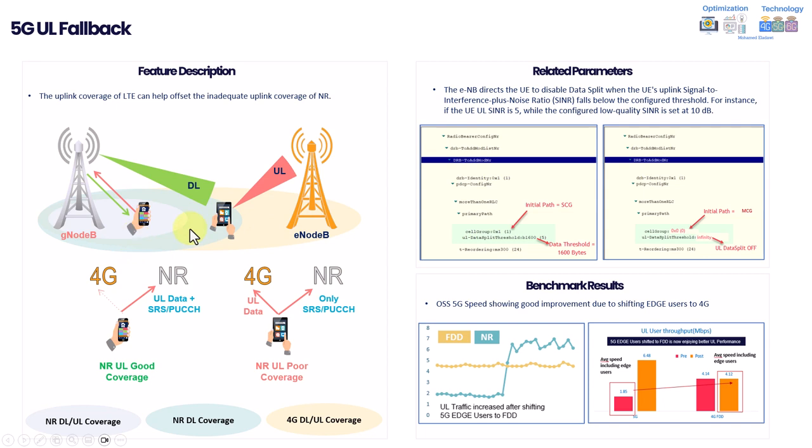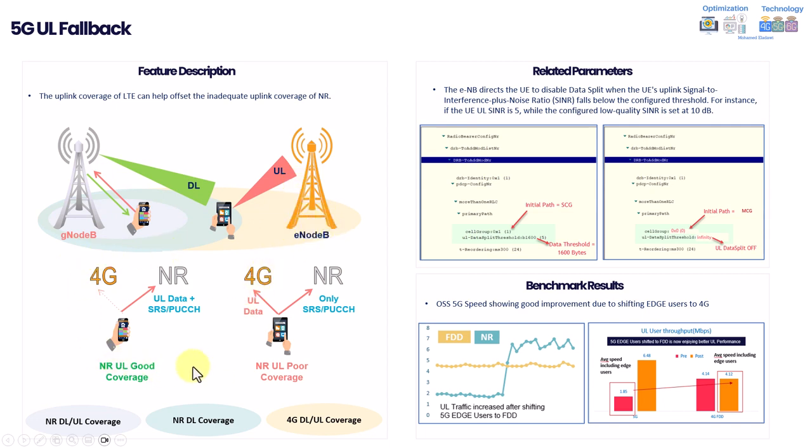Just to simplify, I show it here as two different sites, but usually we have it within the same site, where the 4G coverage would extend further in the uplink than the 5G. So for example, here, as you can see, this particular user is still receiving the downlink through the 5G node. However, the uplink is being transmitted through the 4G leg. This is the main idea.